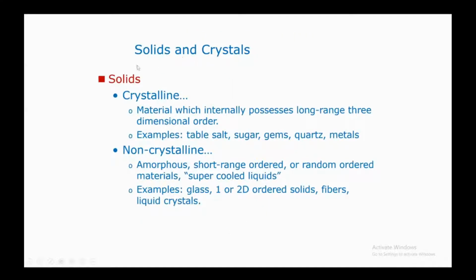So, solids and crystals. What are solids? Solids can be crystalline materials, which internally possess long-range three-dimensional order. Examples are table salt, sugar, gems, quartz, metals. Solids may also be non-crystalline: amorphous, short-range ordered or randomly ordered materials, supercooled liquids. Examples: glass, 1D or 2D ordered solids, fibers, liquid crystals. So these are solids and crystals.